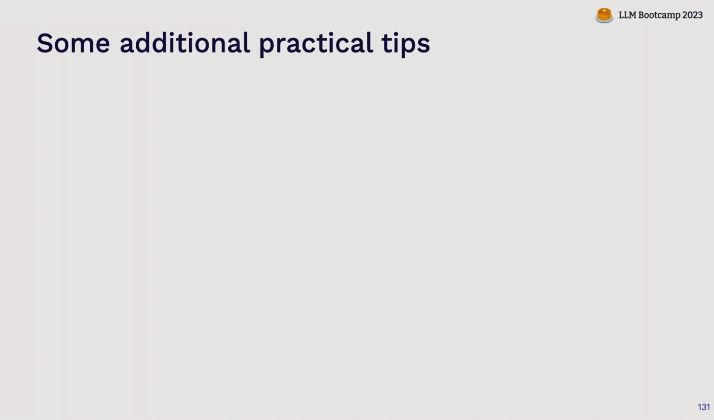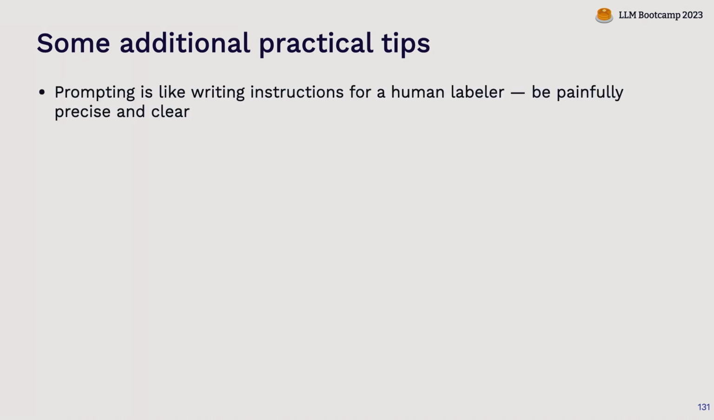So a few additional practical tips that I've found when doing prompt engineering. Again, you can think of prompting as writing instructions for a human labeler. And so you really want to be painfully precise and clear. It's not so much describing this to yourself or to a friend. You want to describe this in a way to someone who has never heard of your task or thought about your problem at all before. Don't assume that the model is an expert in the thing that you want it to do.